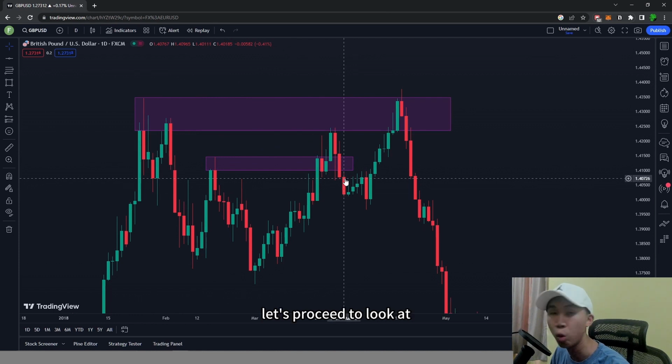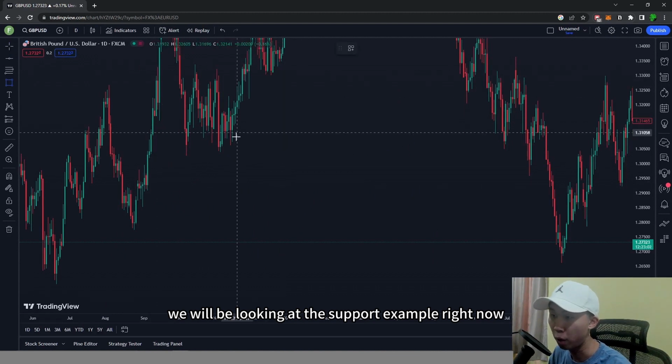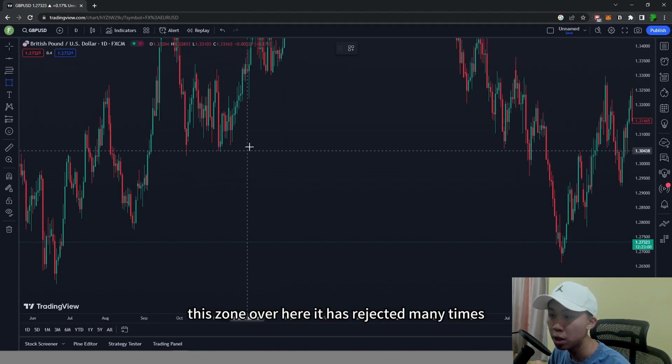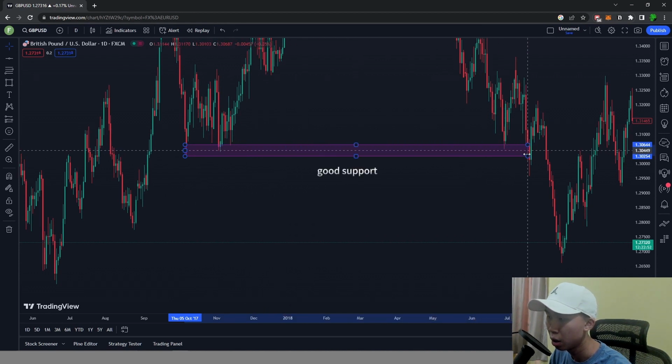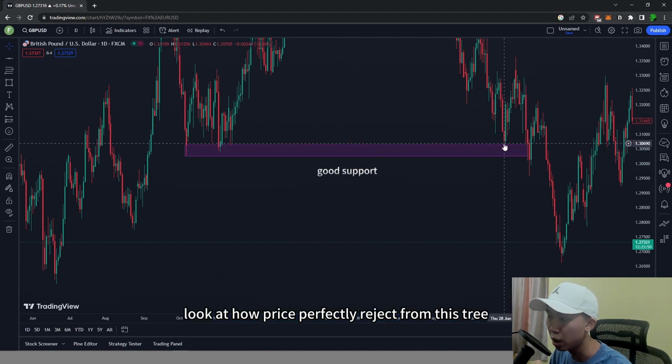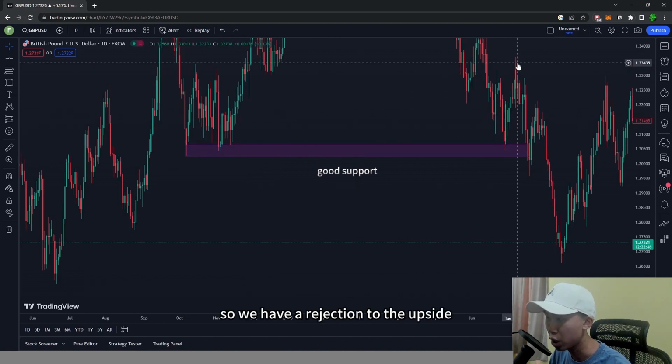Let's proceed to look at examples of choosing a good support. We will be looking at the support example right now. As you can see, this zone over here has rejected many times. Can you see this? First time, 2 touch, 3 touch. If I proceed to extend this, look at how price perfectly rejects from this 3 touch support. So we have a rejection to the upside.